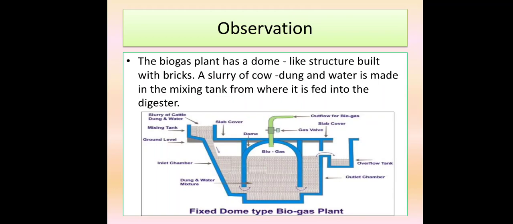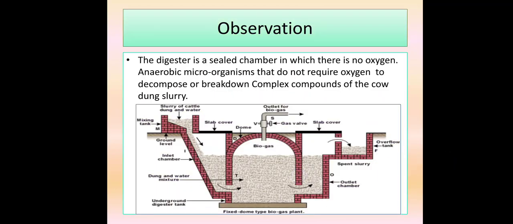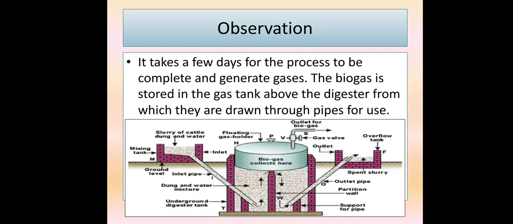Observation. The biogas plant has a dome-like structure built with bricks. A slurry of cow dung and water is made in the mixing tank from where it is fed into the digester. The digester is a sealed chamber in which there is no oxygen. Anaerobic microorganisms that do not require oxygen decompose or break down complex compounds of the cow dung slurry. It takes a few days for the process to be complete and generate gases. The biogas is stored in the gas tank above the digester from which it is drawn through pipes for us.